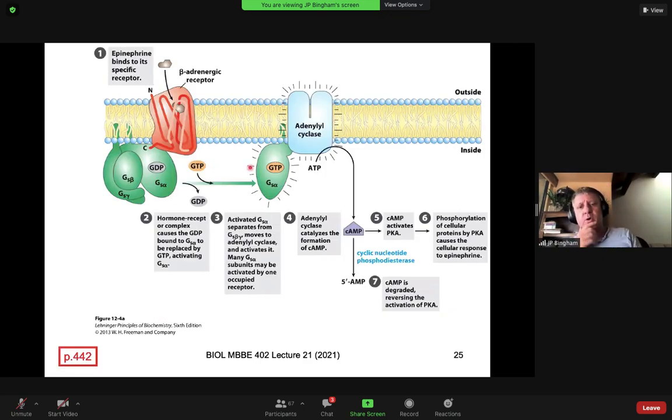So we're going to talk a little bit later, in the next couple of slides, about its deactivation, because the deactivation is the reverse. What we'll see in regards to this important GTP is it being primed to become GDP, causing its association with the adenyl cyclase, and then migrating back to the beta alpha subunit. And again, repriming the system with the beta adrenergic receptor to then accept more epinephrine to cause that stimulation to occur. Now, the issue with this cyclic AMP and this 5'-AMP becomes very, very important.